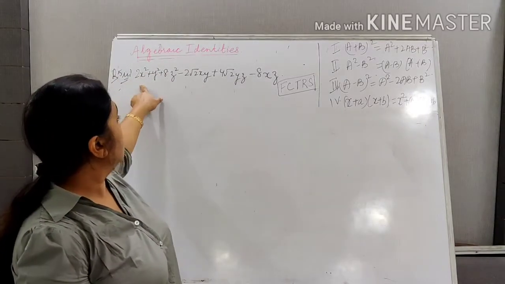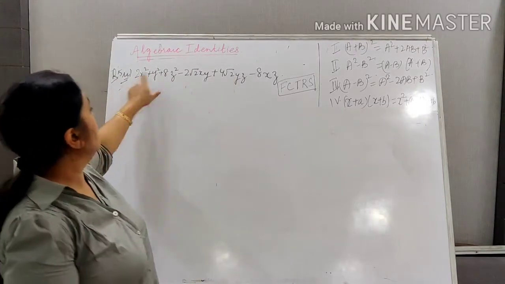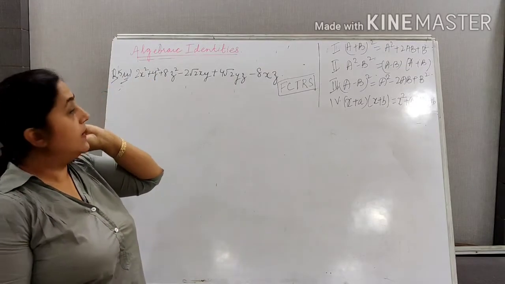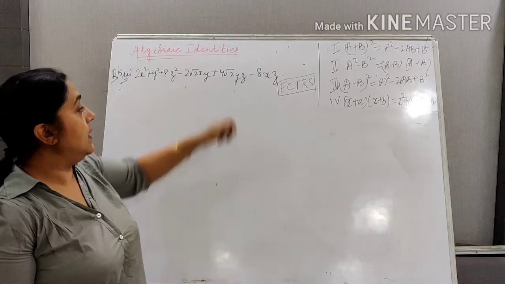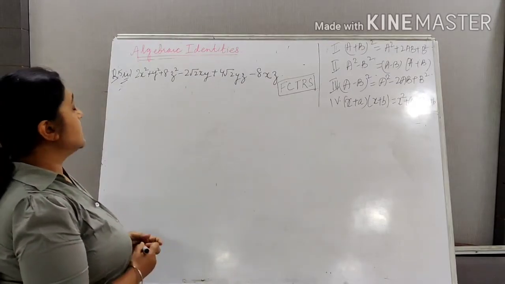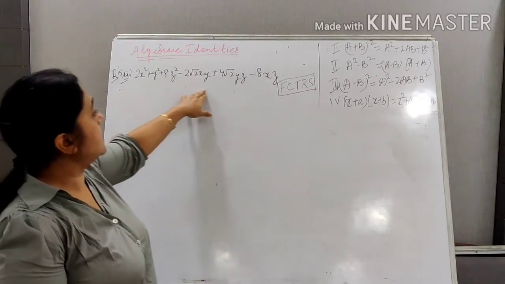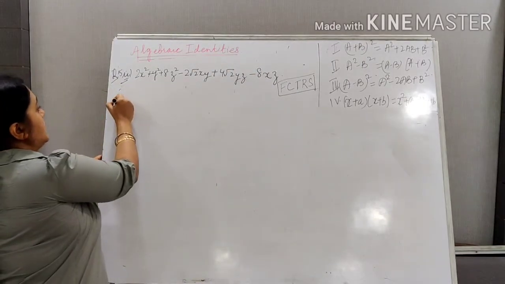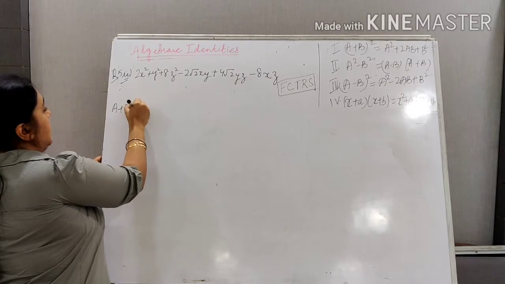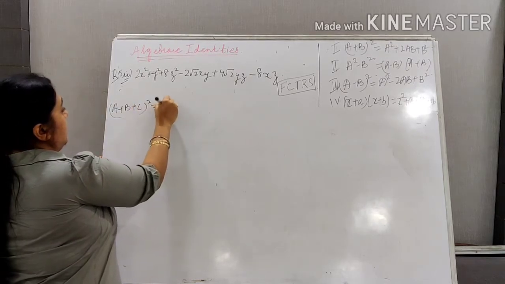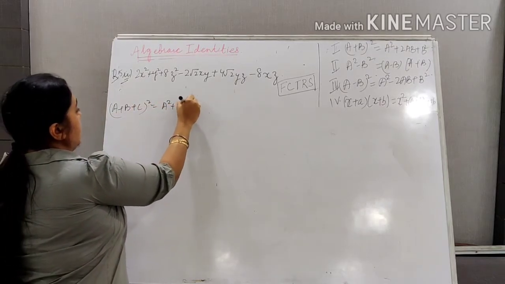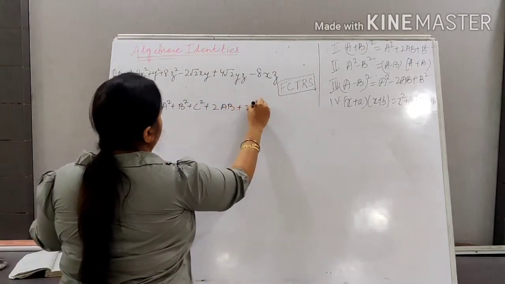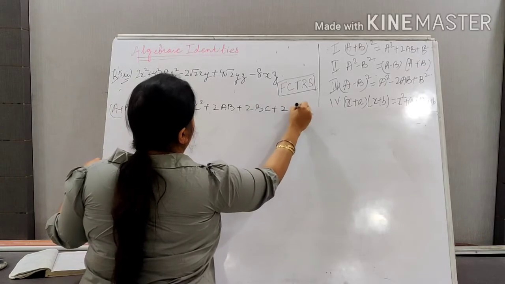Now let us start doing the question. It is 2x square plus y square plus 8z square minus 2 root 2xy. Again, just by inspecting the question, we have 6 terms. That means it must be of the sort (a plus b plus c) whole square, which is equal to a square plus b square plus c square plus 2ab plus 2bc plus 2ac.